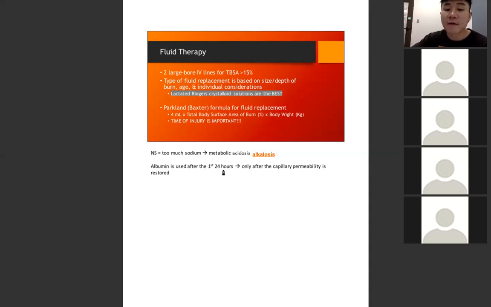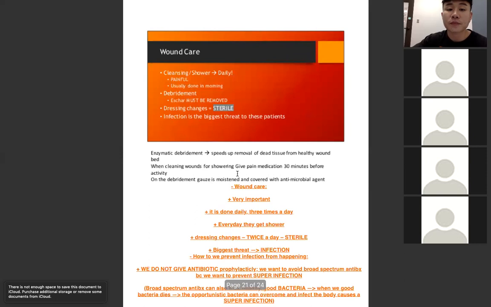Albumin is used after the first 24 hours, only after capillary permeability is restored. How do we know when we can use albumin, when capillary permeability is restored? Blood pressure rises again and urine output is more than 20 ml.